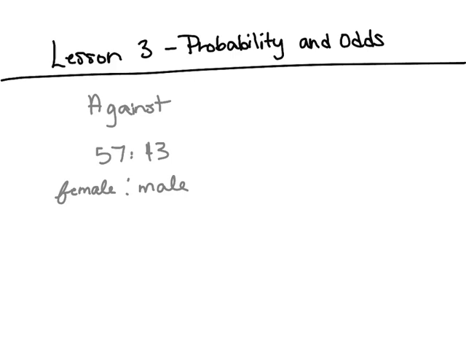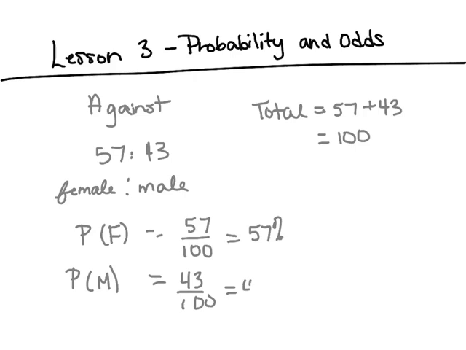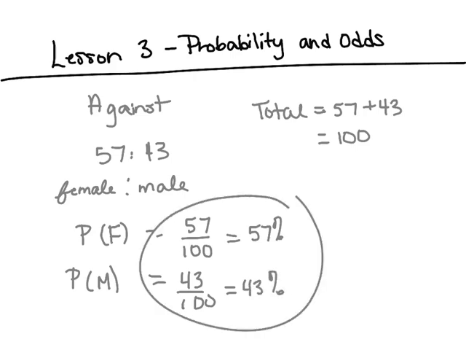So if we want to find the probability, first we need to find the total. So our total would be 57 plus 43, which is 100. So the probability of it being a female would be 57 out of 100, which is 57%. And the probability of it being male is 43 out of 100, which is 43%. So there's our probability.